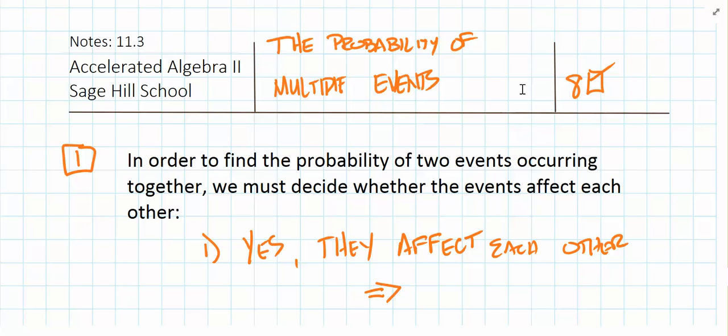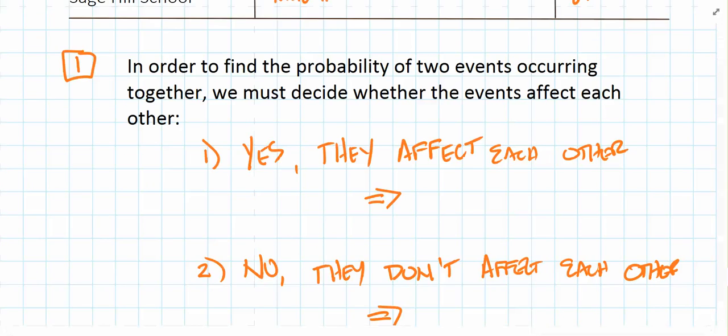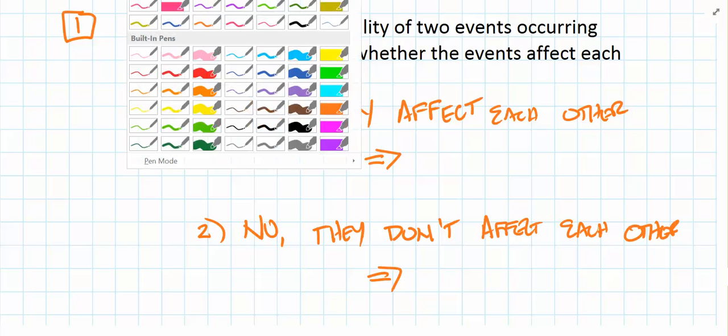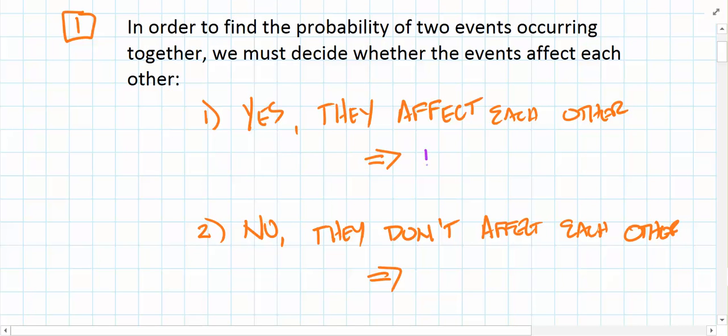That makes sense, right? So we have these words that we use in mathematics to describe this. The options are either yes, they're going to affect each other, or no, they're not going to affect each other. If the answer is yes, they do have an effect on one another, then the word that we use to describe them would be they are dependent events. And that makes sense, right?